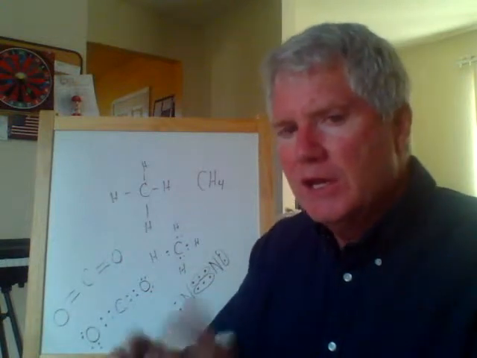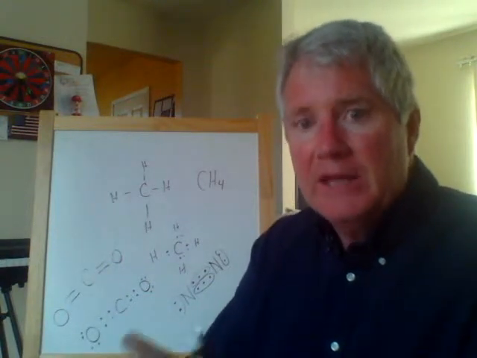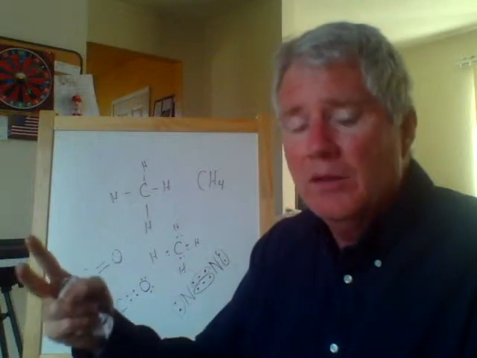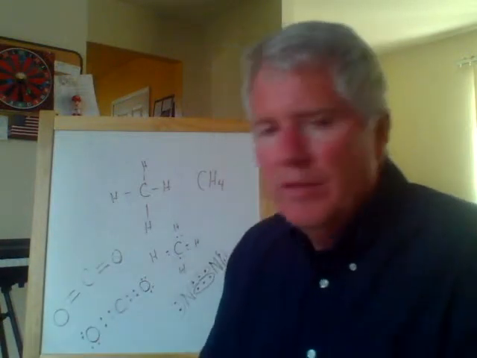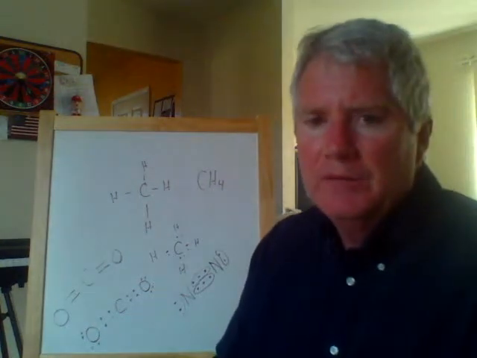The bigger the number that's shown in the table, the weaker the bond. I know that sounds kind of counterintuitive, but that's the way it is. The bigger the bond energy listed, the weaker the bond is.